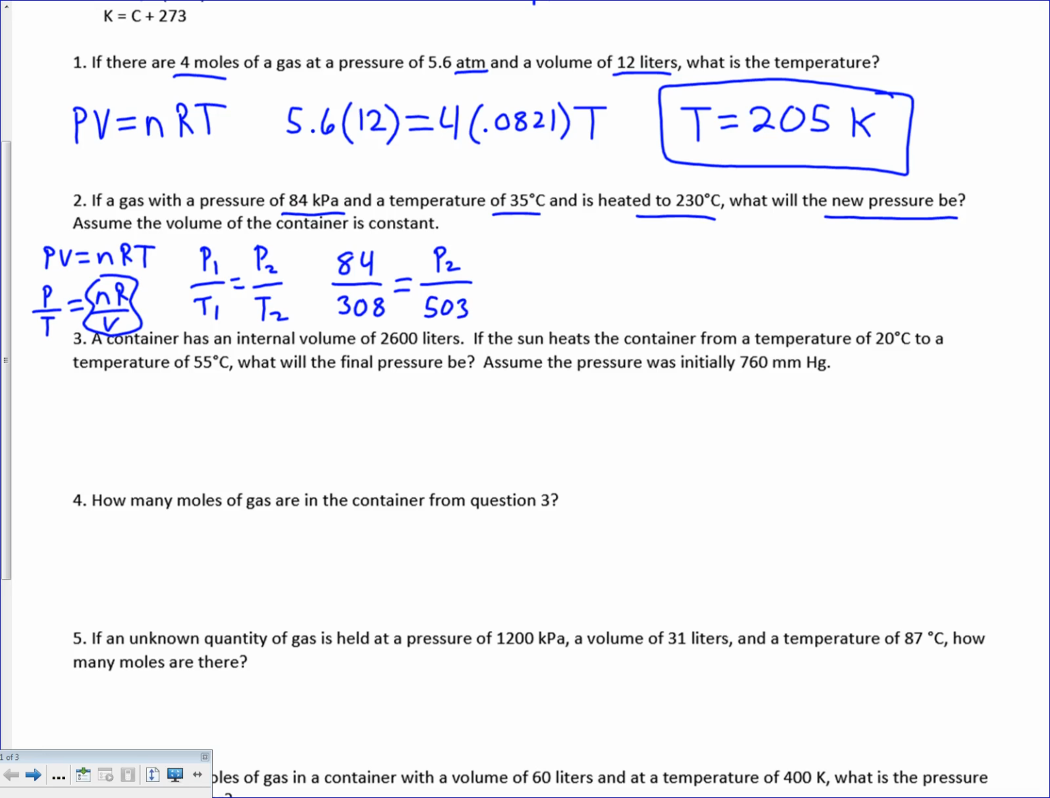Kelvin. And so then you go through, cross-multiply or do whatever you want to solve for P here, but you get P2 equals 137. And then the units that we have on pressure are going to be the same as the units that we put in for pressure. So since pressure was given in kilopascals originally, it's going to be kilopascals now.